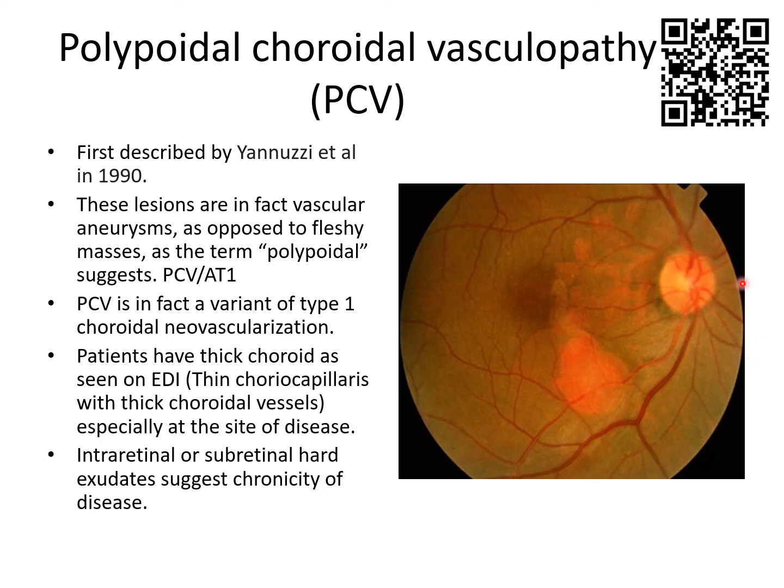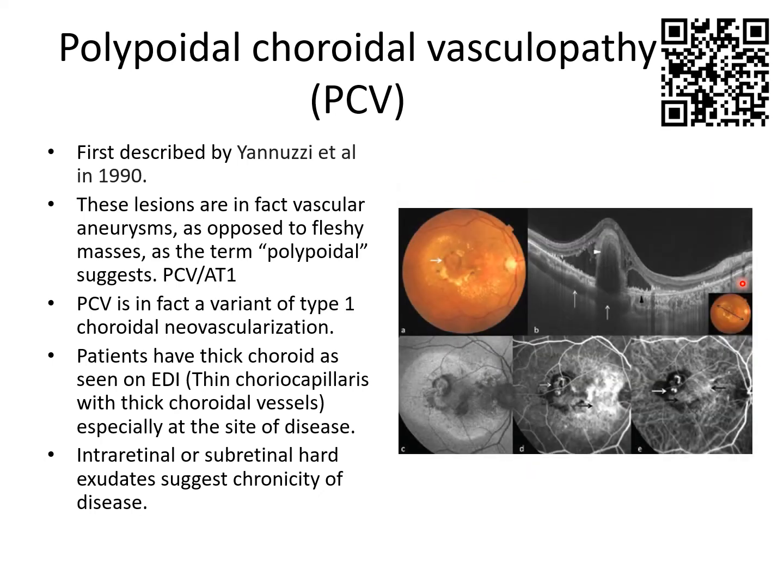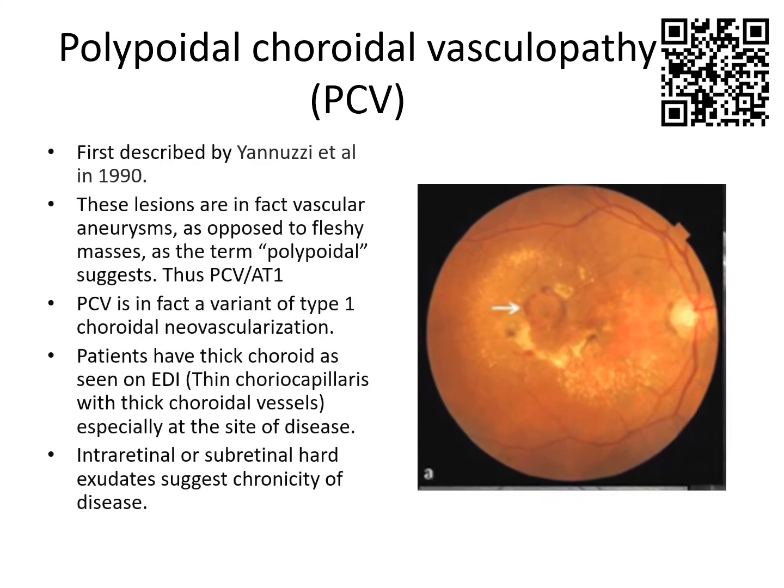Patients have thick choroid. This is one such patient. We can see a hemorrhagic lesion, with a central hemorrhage and suspecting a membrane CNVM here. There are hard exudates indicating some kind of chronicity in the disease, and there are pigmentary changes.